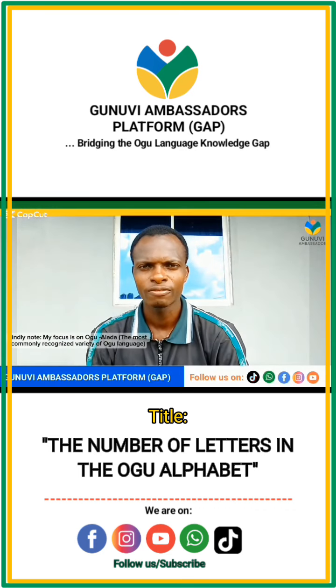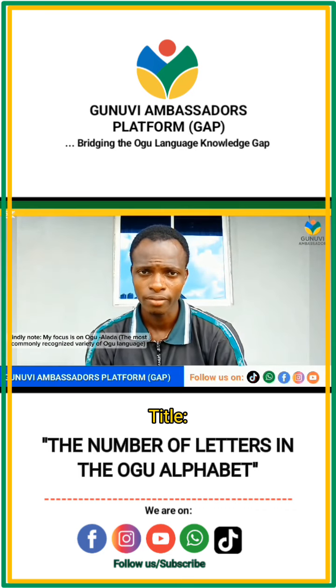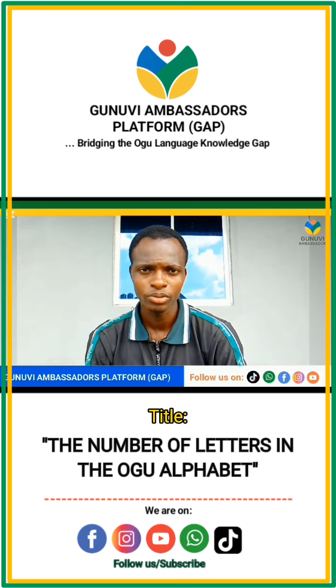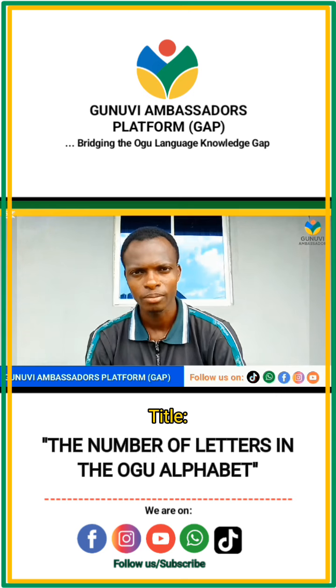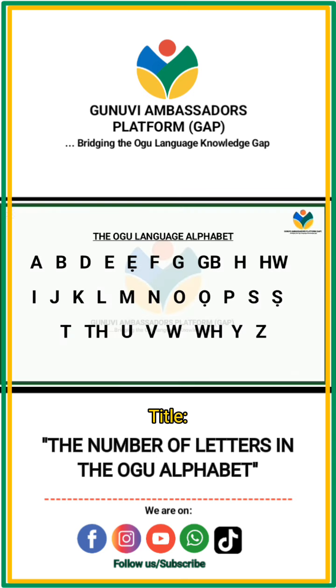As at now, we have 29 letters in the OGU alphabet. Normally, we're supposed to have 30 letters, but right now we have 29. The one that is missing, in subsequent videos I will explain the sound that is not yet represented in the OGU alphabet. As you can see on the screen, these are the letters that we currently have.